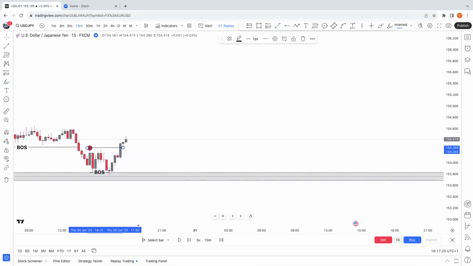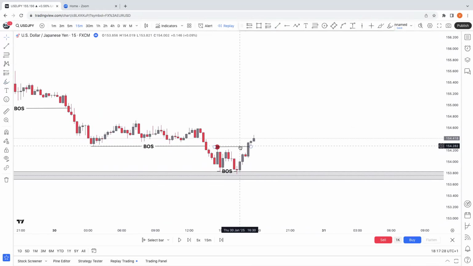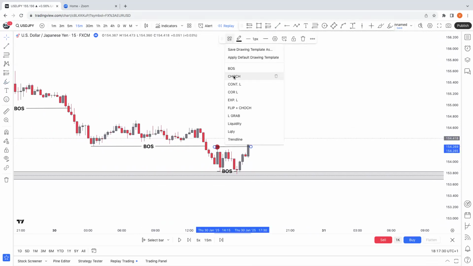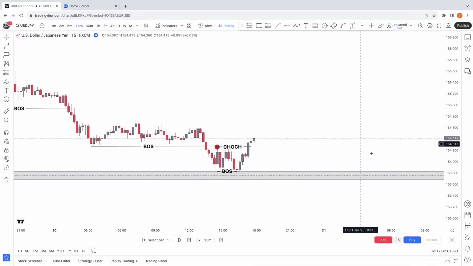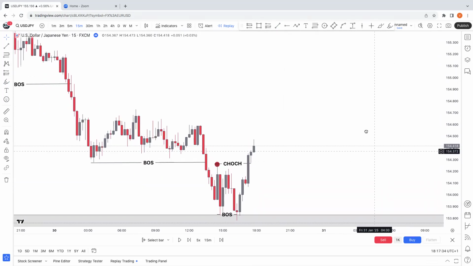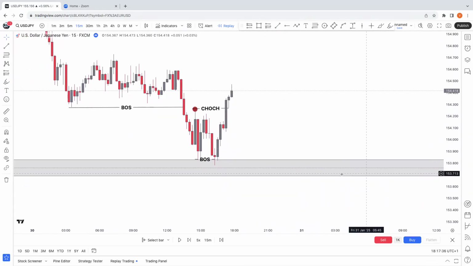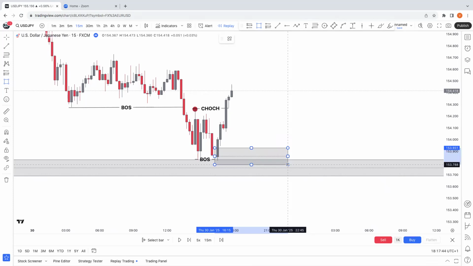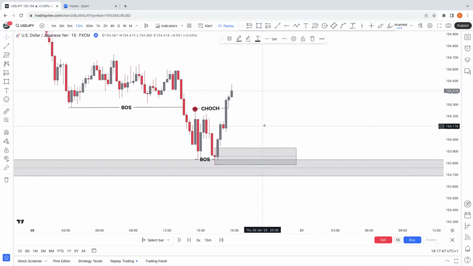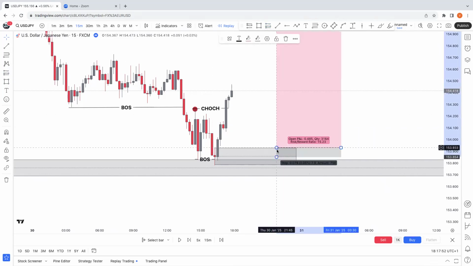So let me expand my screen. What do we refer to this zone? Refer to this point as what? A change of character, right? So now we have a change of character. So now that we have a change of character from our point of interest, what are we then going to do? We are going to select our point of interest, the element of price at play in this zone, right? Which is our order block in this scenario. So we're going to select our order block and then we're going to place our buy position, right?